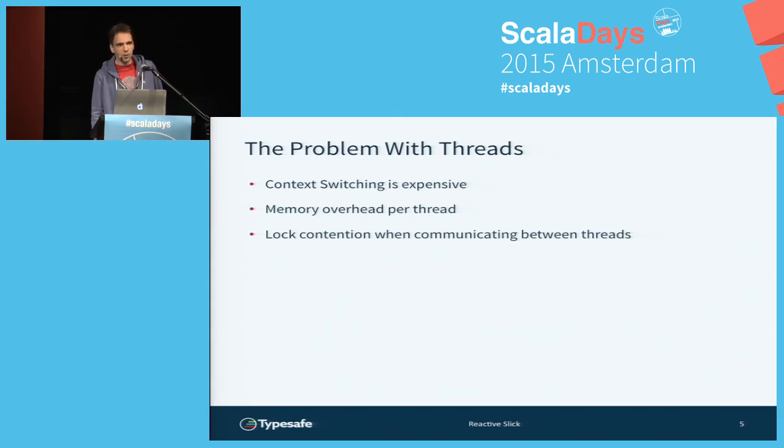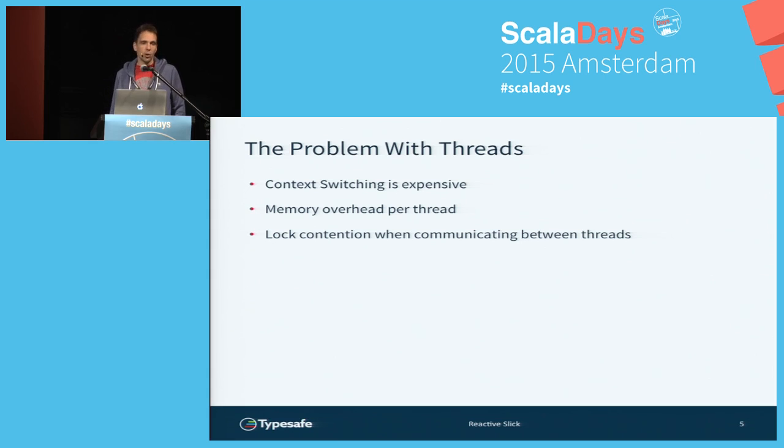But now that we have much larger scales to deal with, we get to see the problems with threads, because the more threads you have, the more context switching you get. When one CPU has to switch between different threads, it has to evict the cache lines. And this is actually quite an expensive operation. So if you switch around a lot between many threads, it will really slow down your application.